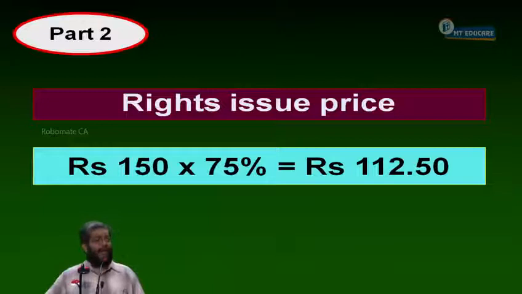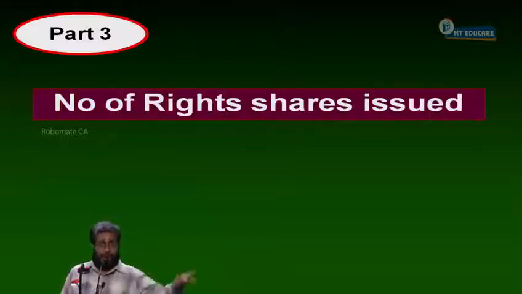Now we have to calculate the number of rights shares to be issued. Very simple here. How much money do I want? 2 crores 2,50,000. Every share is issued at how much price? 112.5. How many rights shares are to be issued?